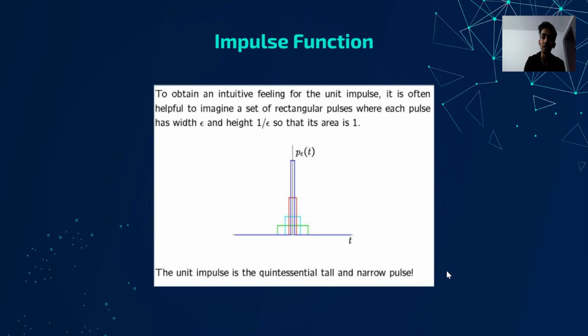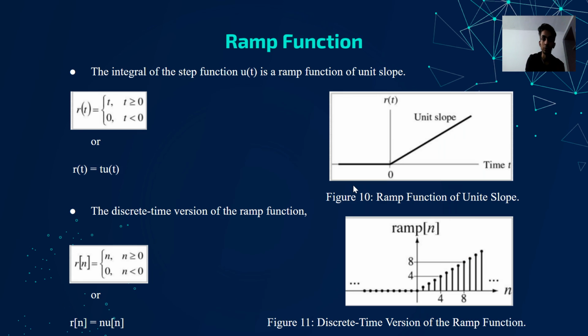That's why we want rectangular pulses with area 1. And what will the unit impulse be? It will actually be the tallest and the most narrow pulse. If you can imagine that, that will be the unit impulse function. So that's the unit impulse function for you.